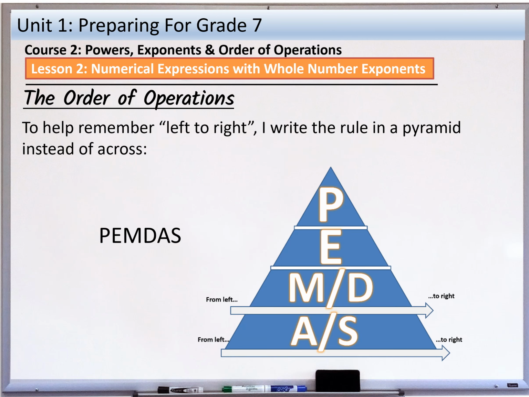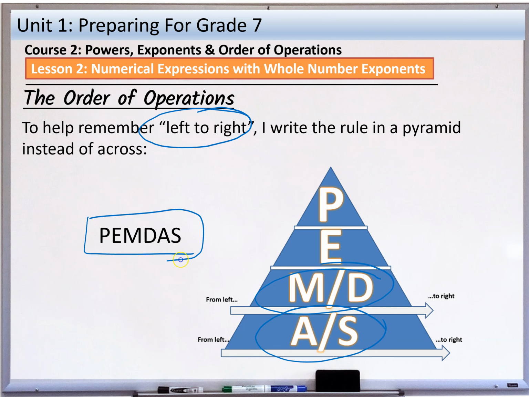All right. Now, that last point, or those last 2 points about left to right apply to multiplication and division, and addition and subtraction. So I don't write my rule or my PEMDAS like this because most students believe that multiplication always comes before division and addition always comes before subtraction. That's not true. Multiplication or division, whichever comes first when you read from left to right, and addition and subtraction, whichever comes first when you read from left to right. So let's do a few problems.